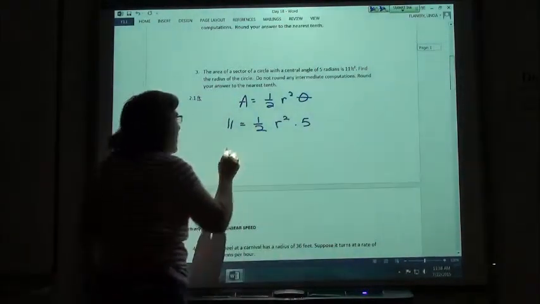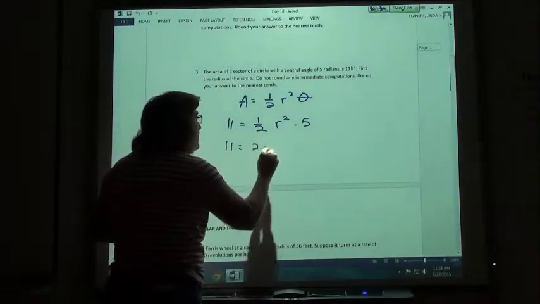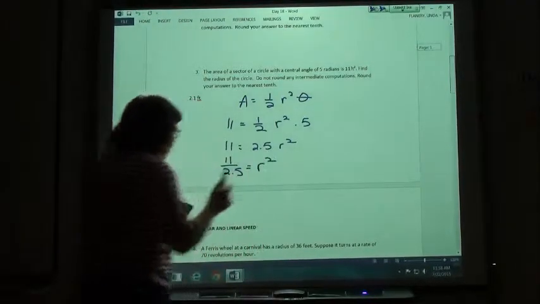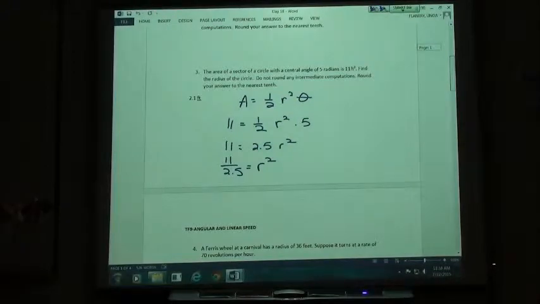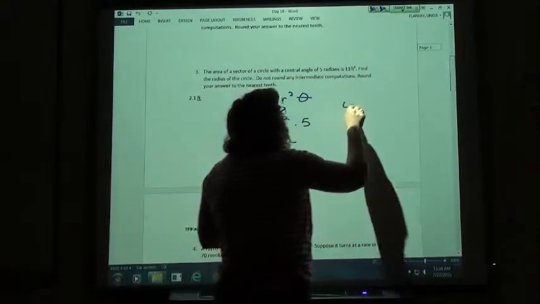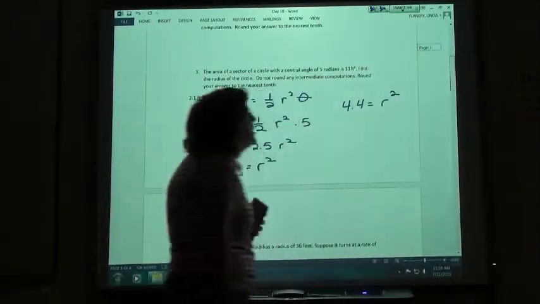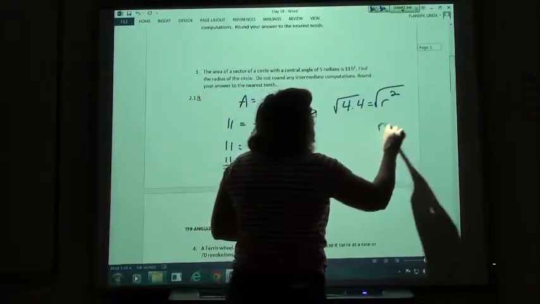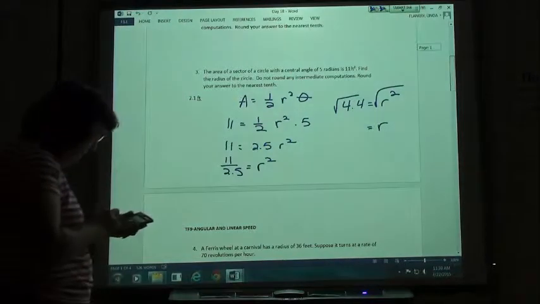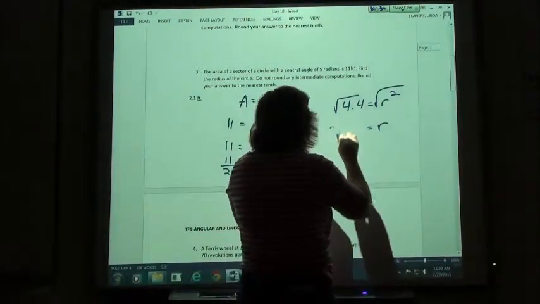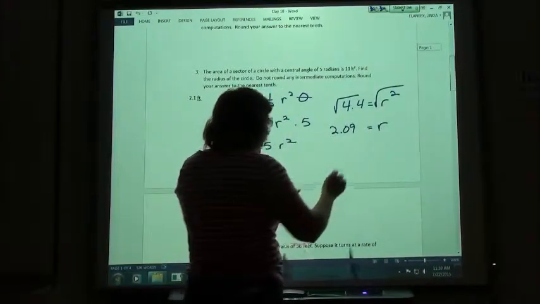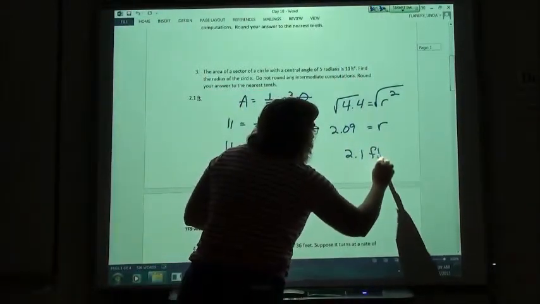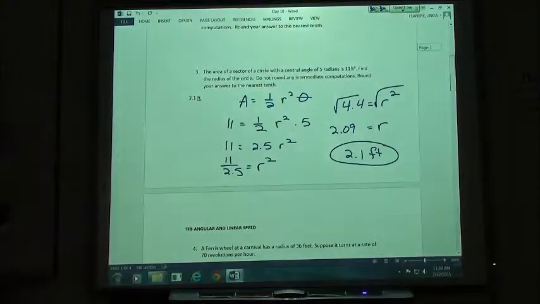So 1/2 times 5 would be 2.5. So we're going to have to take 11 and divide it by 2.5 to find r squared. 11 divided by 2.5 gives me 4.4 to equal r squared. And since we just want r and not r squared, we then have to take the square root. So square root of 4.4 gives me 2.09. I'm rounding to the nearest tenth, so 2.1. This was feet squared for the area, which tells me this is feet since I'm just doing the radius, so 2.1 feet.